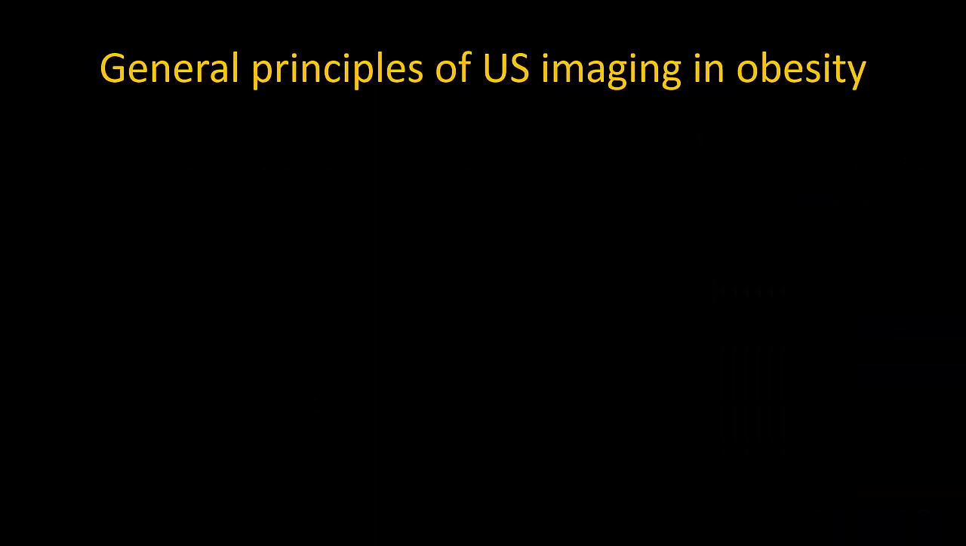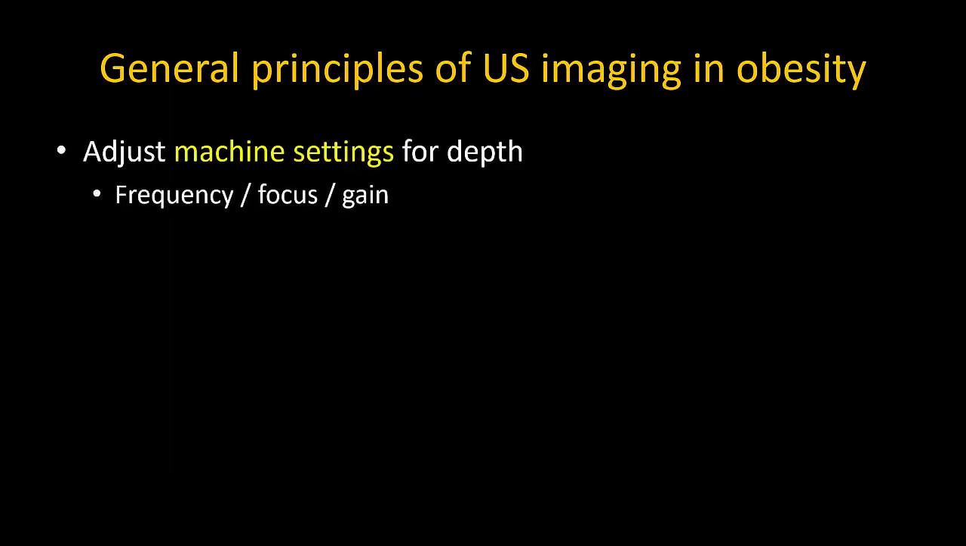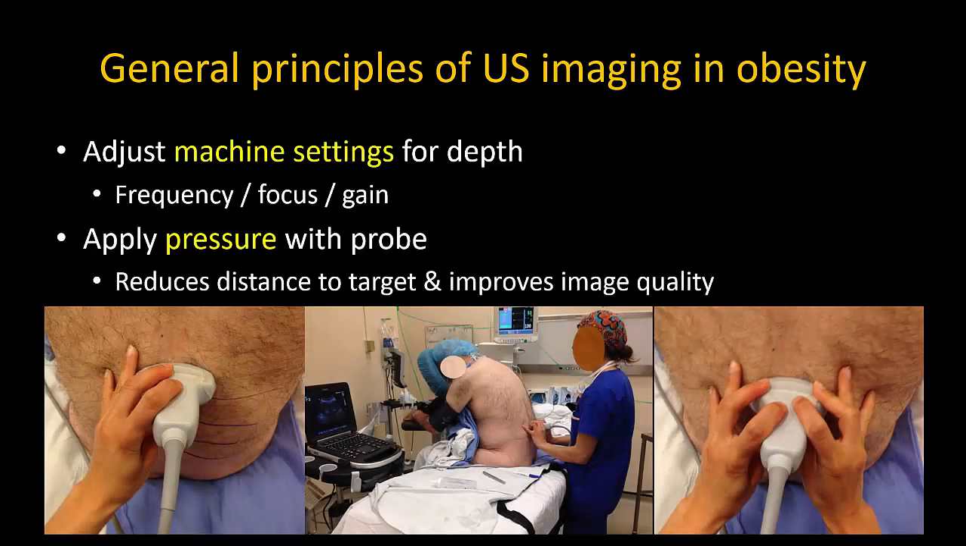Before I get into a step-by-step description of the scanning phase, here are some general principles of ultrasound imaging in the obese patient. Adjust machine settings in anticipation of the increased depth of target structures. Use lower frequencies for better penetration, ensure the focus is set to the appropriate depth, and adjust gain as needed. Apply pressure through the probe to reduce distance to the target structures and to improve image quality. Good ergonomics and appropriate probe grip is essential for control and to avoid fatigue.